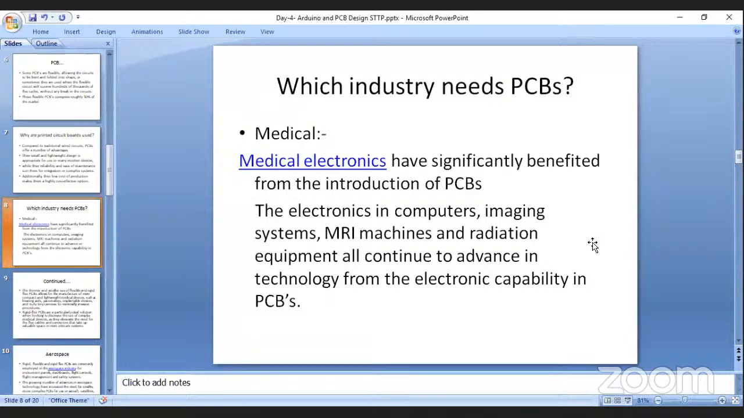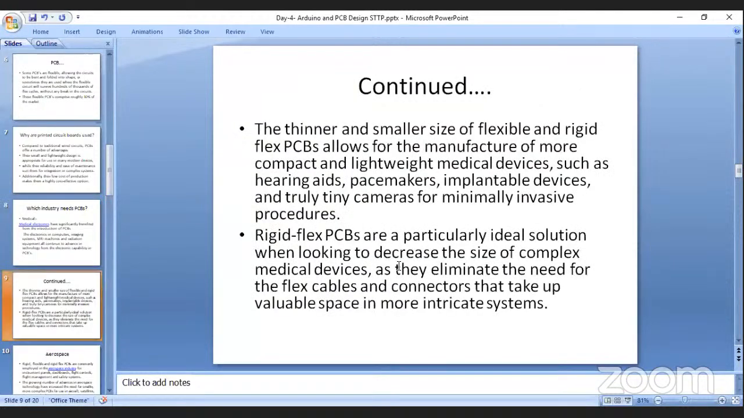Right? So this is how the basic medical industry is making use of these PCBs. Continuing to this one, the thinner and smaller size of flexible and rigid-flex PCBs allows for the manufacture of more compact and lightweight medical devices.